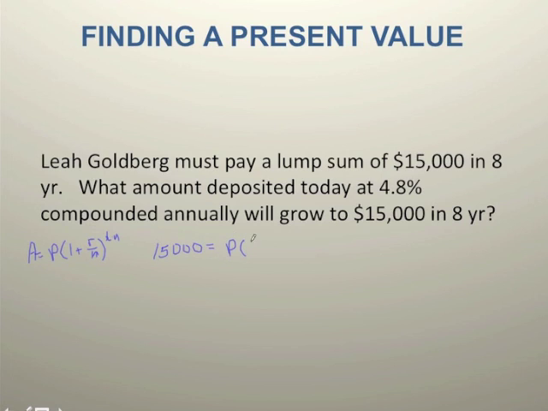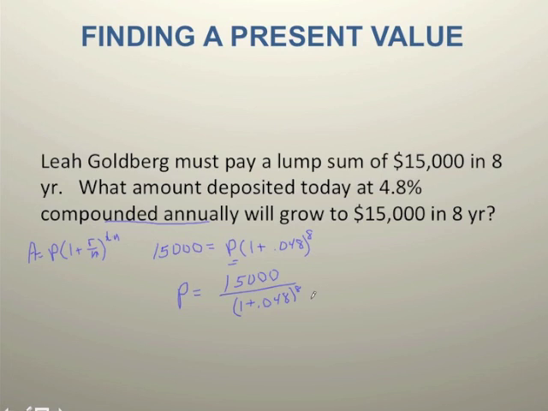That would equal principal times 1 plus, now this is compounded annually, so it's 1 plus 0.048 divided by 1, to the 8th. I want to solve for P. I find P equals 15,000 divided by 1 plus 0.048 to the 8th.